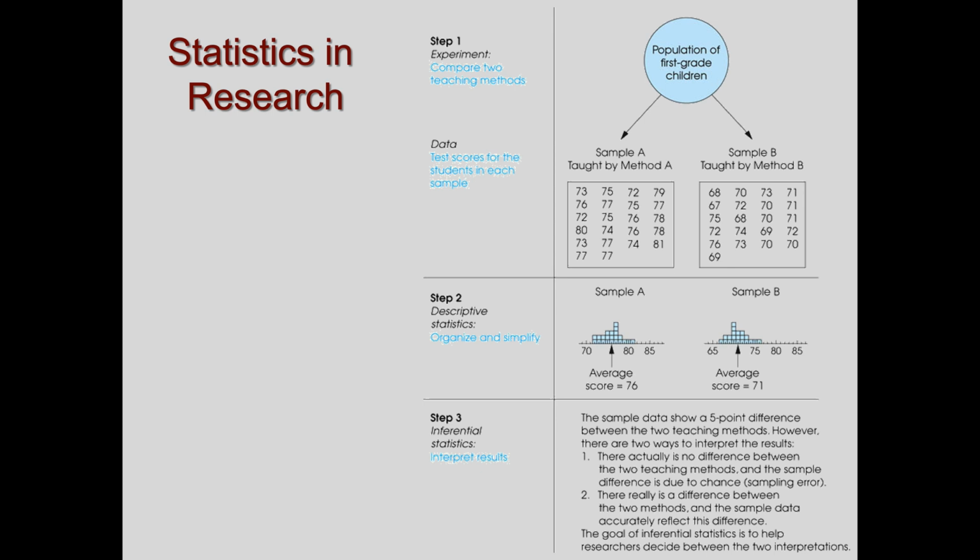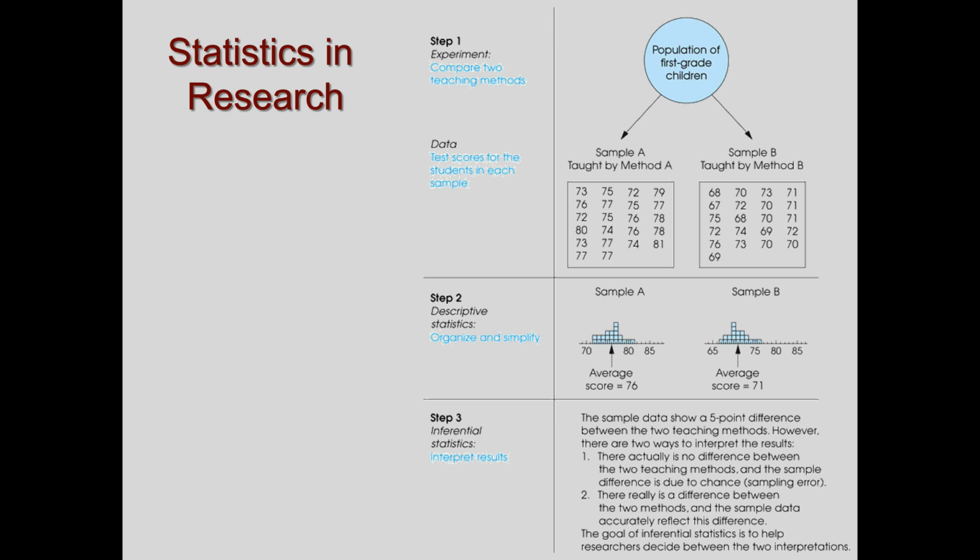Step 3, inferential statistics, starting to interpret results. Well, the sample data shows a 5-point difference between the 2 teaching methods. However, there are 2 ways to interpret the results. Number 1, there is actually no difference between the 2 teaching methods, and the sample difference is due to chance. In other words, they're only a little bit off, and sampling error, chance, can account for that. The other one is there really is a difference between the 2 methods, and the sample data accurately reflects this difference.